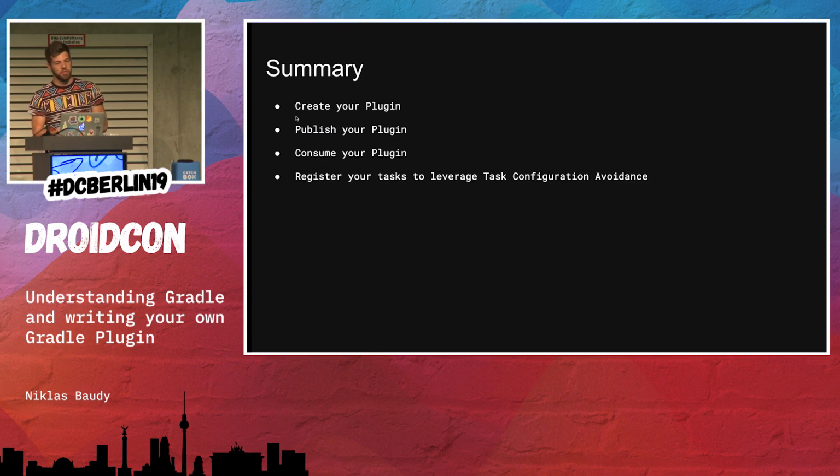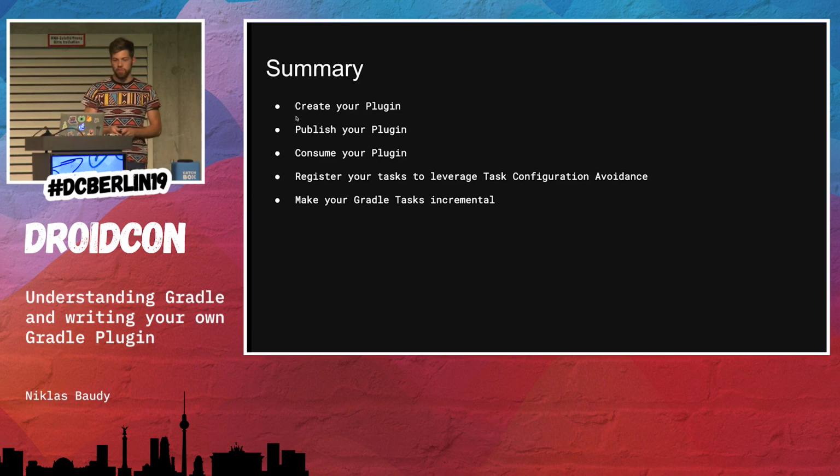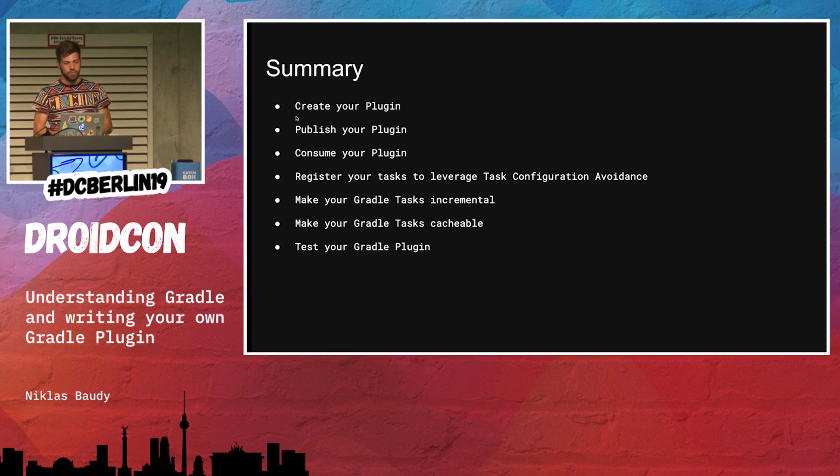Next, you want to register your tasks to leverage task configuration avoidance so that the tasks are not being created at configuration time, so they're only being created when you're running them. Make your Gradle tasks incremental. All of the consumers of your Gradle plugin are going to be thankful. Also, make them cacheable so they can use build cache, which can save a lot of build time. And then test your Gradle plugin, most importantly. So by using the Gradle TestKit, also running it on your project, and then just, if there's a regression, write a test for it, fix it, and then you're fine for the future.